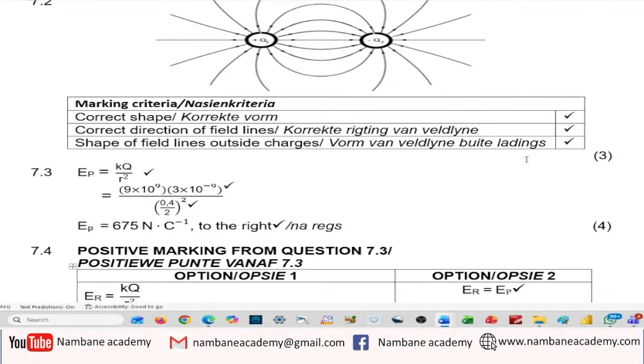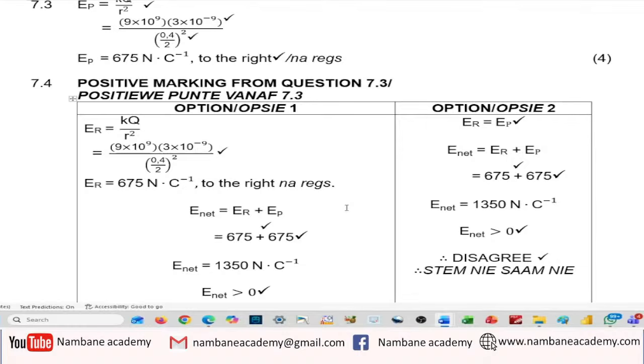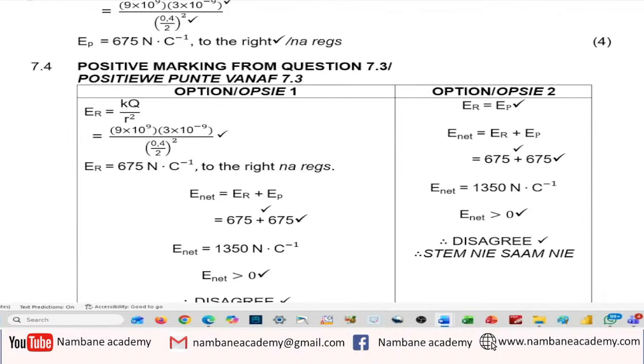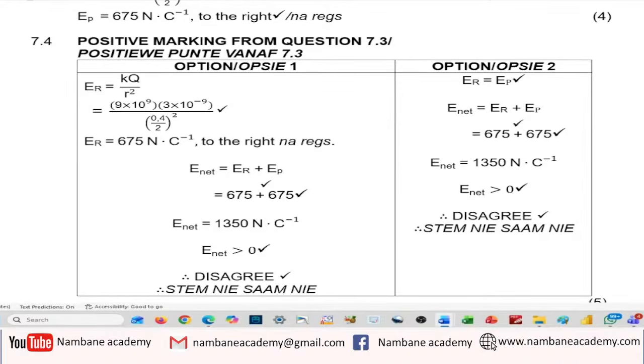I'm happy there's a hand from Mr. Taizani. Mr. Taizani, that might be question 7.4. Yeah, that mark, E net is greater than 0. A learner said E net is not equal to 0. Everything is as it appears in the memo, but there it just said E net is not equal to 0.